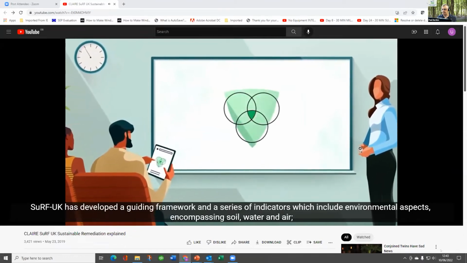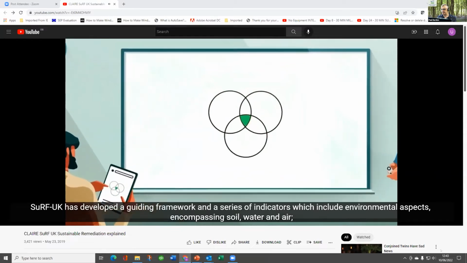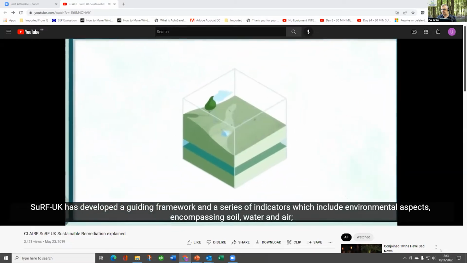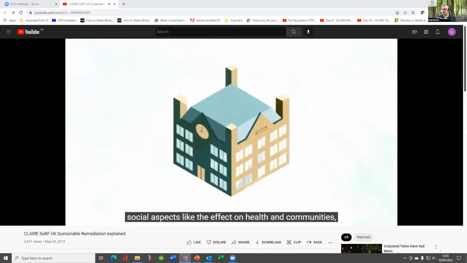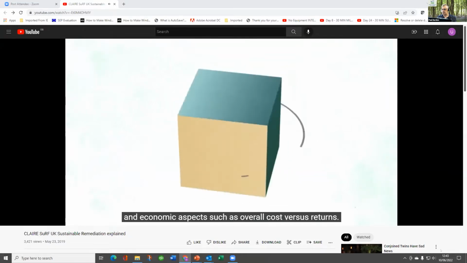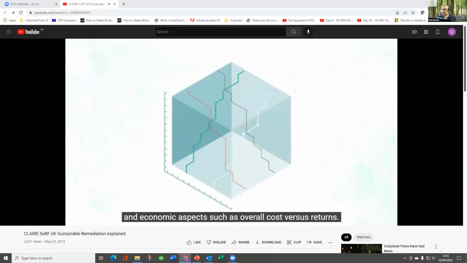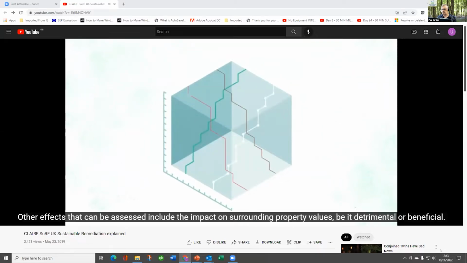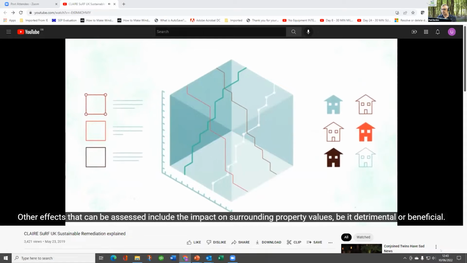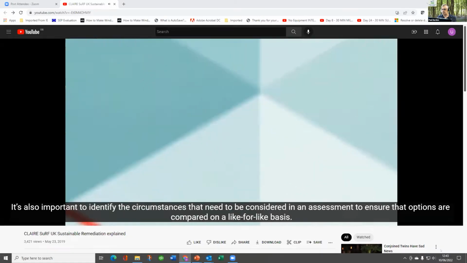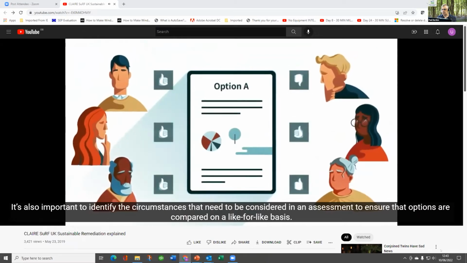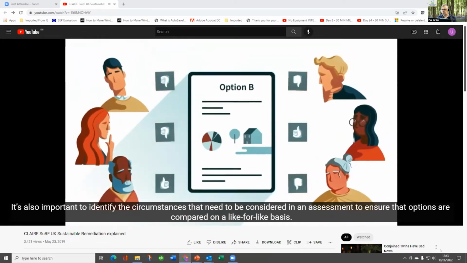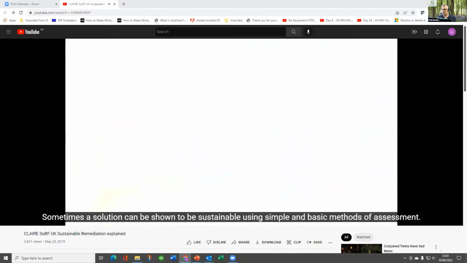SOILveR UK has developed a guiding framework and a series of indicators which include environmental aspects encompassing soil, water and air, social aspects like the effect on health and communities, and economic aspects such as overall cost versus returns. Other effects that can be assessed include the impact on surrounding property values, be it detrimental or beneficial. It's also important to identify the circumstances that need to be considered in an assessment to ensure that options are compared on a like-for-like basis.